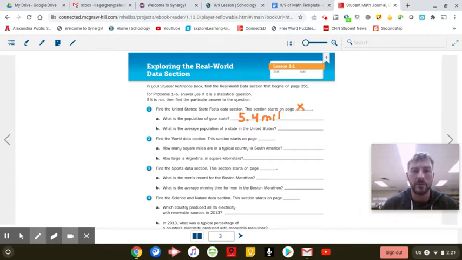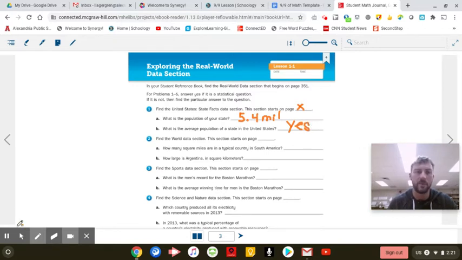Now, if we look at the next one, it says, what is the average population of a state in the United States? Well, that's not something that Siri can just spit out to me. That's something I might have to do a little research for. I might have to look up all the state populations, add them all together and divide by 50. When I am required to do that much work, that means it is statistical. And all I want you to put right here is the word yes. That just means that yes, that one is statistical.